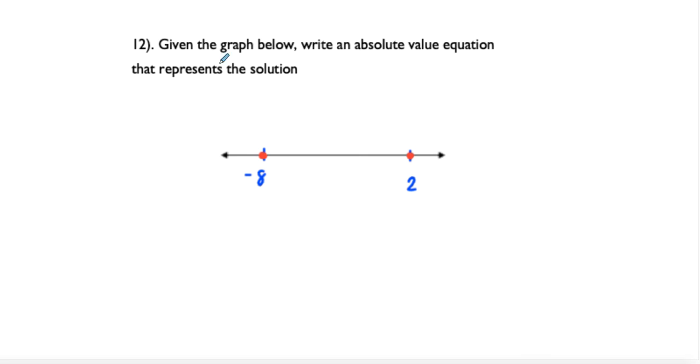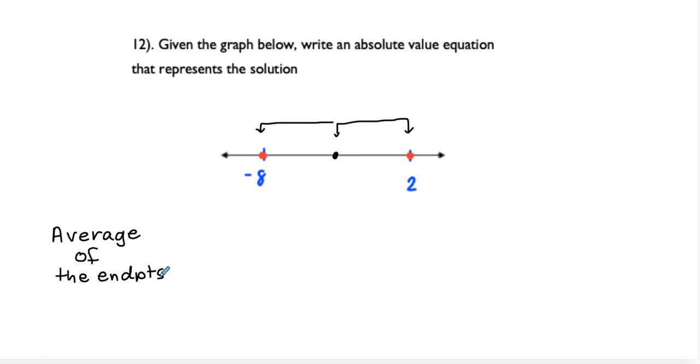All right. The last absolute value topic I want to talk about is writing an absolute value equation from the graph. We talked about how the absolute value equation involves two things: the middle point, which I called the midpoint, and the distance from that point to each of the endpoints. First we want to find the midpoint. If you're given a number line with no marks on it and you can't easily count, we said that to find the midpoint, you find the average of the endpoints.